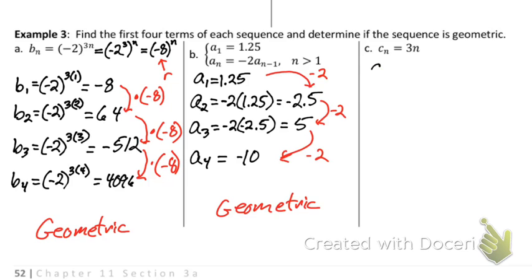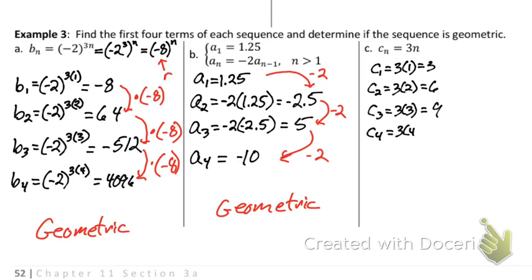So let's check it. c sub 1 equals 3 times 1, which equals 3. c sub 2 equals 3 times 2, which equals 6. c sub 3 equals 3 times 3, which equals 9. And finally, c sub 4 equals 3 times 4, which does equal 12. If we look at it, it is an arithmetic sequence.